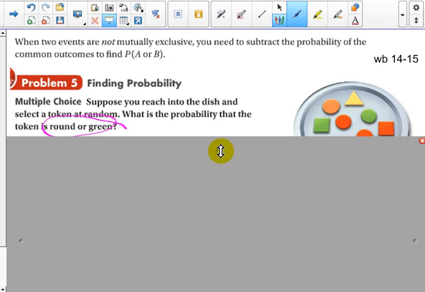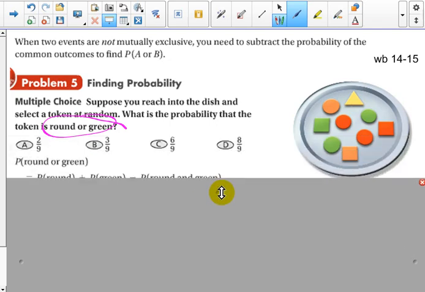So those are the two things we're dealing with. We have to look at the total number we have first. So let's count them. 1, 2, 3, 4, 5, 6, 7, 8, 9. So we have 9 total.